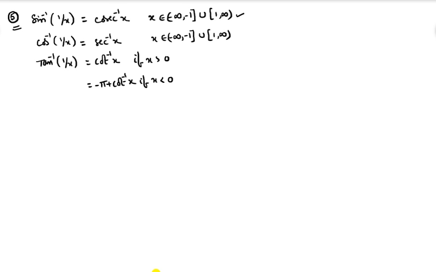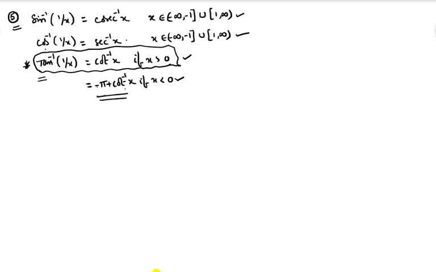So this is another important property. Sin inverse of 1 by x is equal to cosecant inverse x. Cos inverse of 1 by x is equal to secant inverse x. But tan inverse of 1 by x is equal to cot inverse x when x is greater than 0. Up to this part they mentioned in the NCERT textbook. This one is also required for objective exams. We can write this as minus pi plus cot inverse x when x is less than 0. So tan inverse of 1 by x is cot inverse x when x is greater than 0, and minus pi plus cot inverse x when x is less than 0.